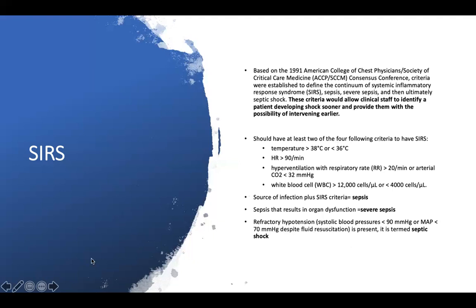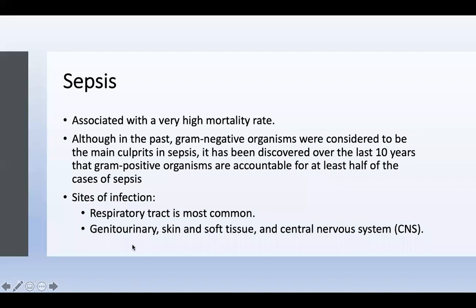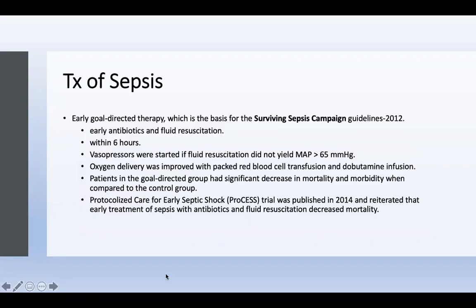They seem like low-hanging fruit for test questions. So again, sepsis is associated with a very high mortality rate. In the past, gram-negative organisms were thought to be the culprit, but in the last 10 years or so, it's been recognized more and more that gram-positive organisms are probably accountable for a number of cases as well. The most common site of infection is respiratory. After that is GU, skin, soft tissue, and CNS.